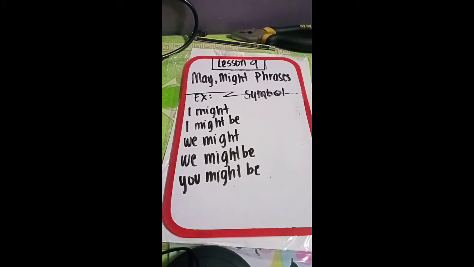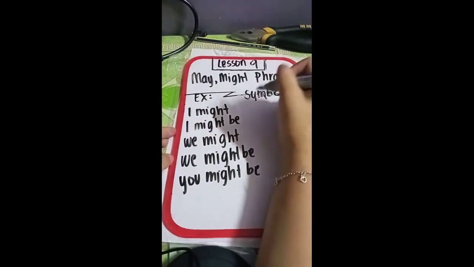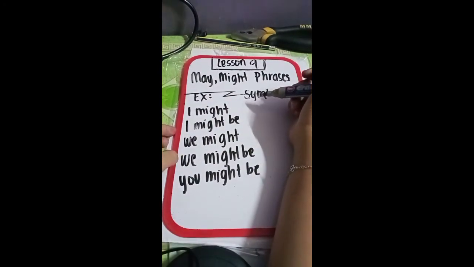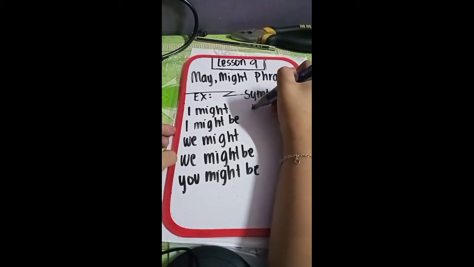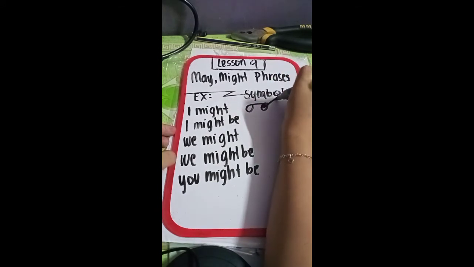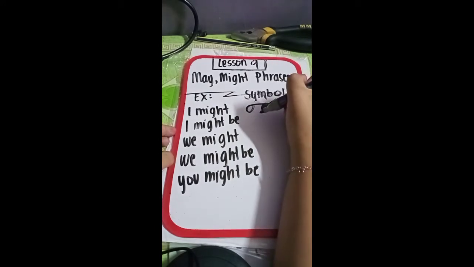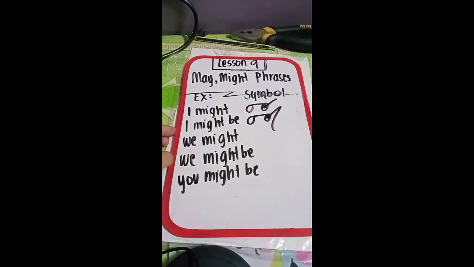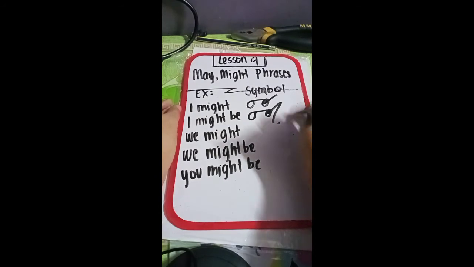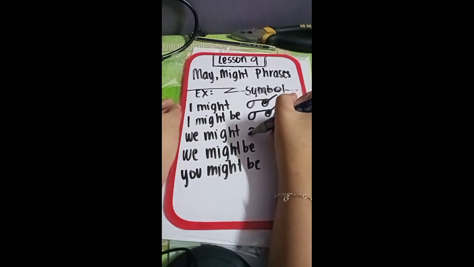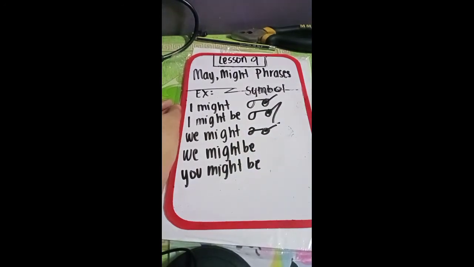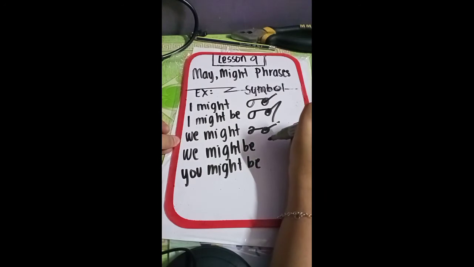So let's proceed to the may, might phrases. I have 5 examples here. First is "I might." This is how we make an outline. A-M-I-T, I might. Next is "I might be." A-M-I-T, then B symbol. So next is "we might." U-I-M, then the I-T. We might. The next is "we might be."